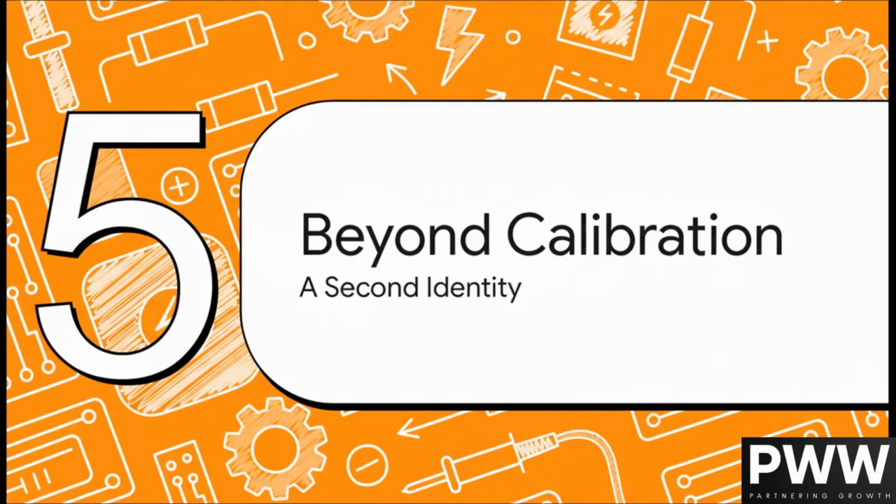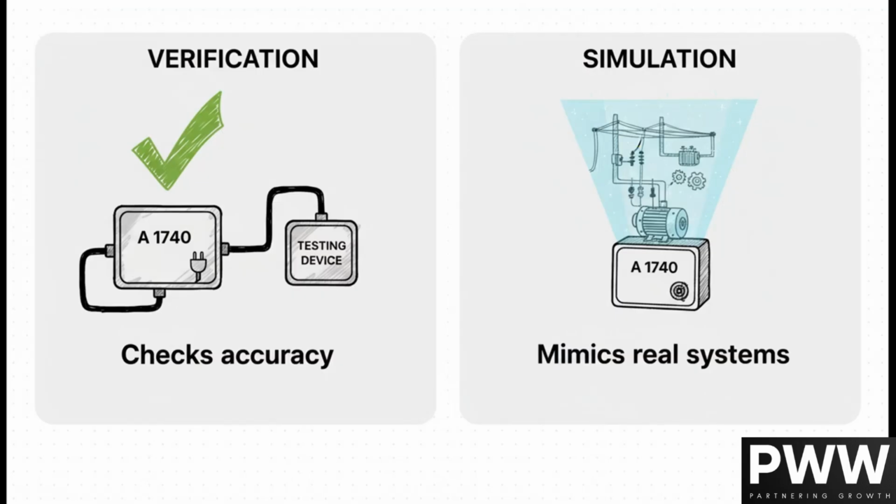Okay, but here's where it gets really cool. This device has a secret identity, a clever second job. Its purpose goes way beyond just checking up on other tools. So the A1740 is really a 2-for-1 deal. On one side, it's a verifier. It gives you that solid, known reference point we talked about. But on the other side, it's a simulator. You can actually use it to pretend to be a specific wire, or a cable, or an insulator.